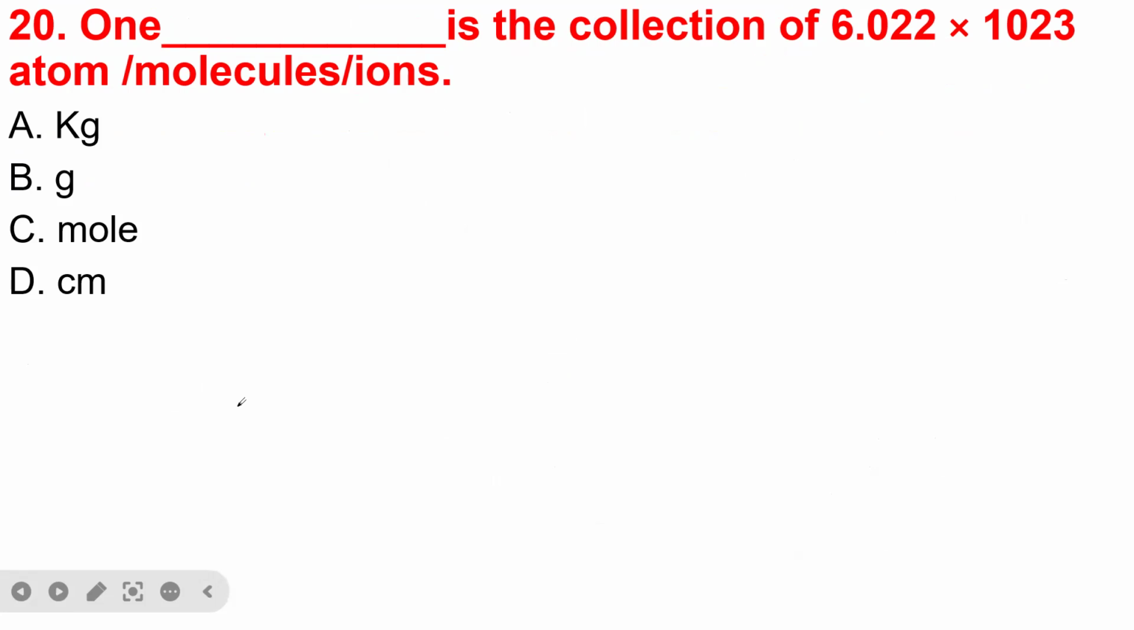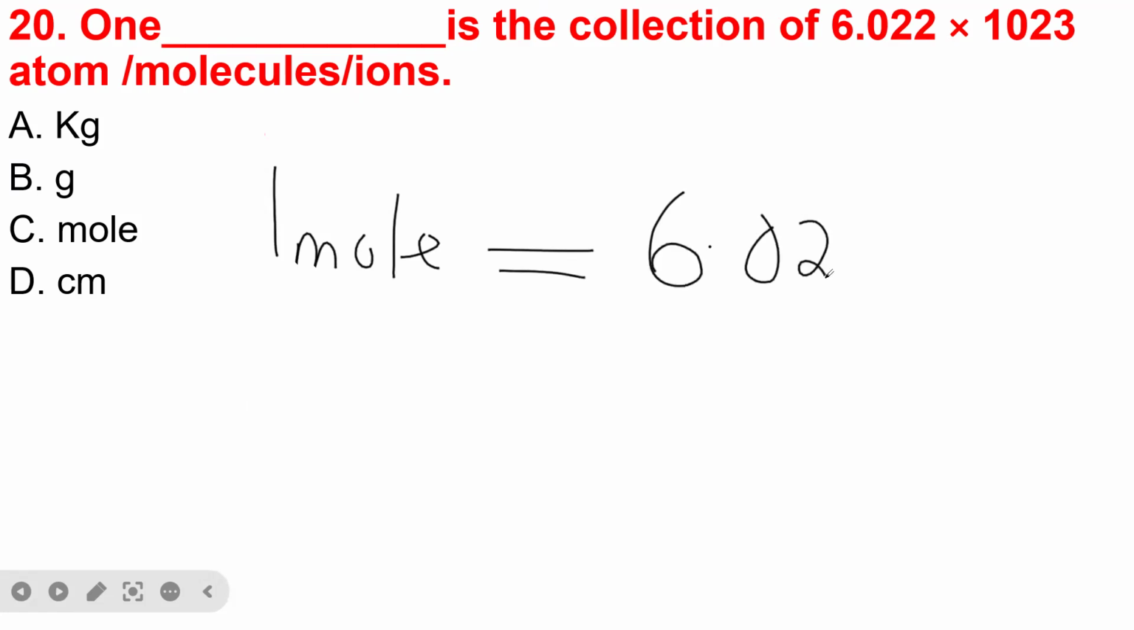Question 20: blank is a collection of 6.022 times 10 raised to the power of 23 atoms, molecules or ions. A: gram, kilogram, B: gram, C: mole, and D: centimeter. According to Avogadro's law, 1 mole of any substance contains Avogadro's number, which is 6.022 times 10 raised to the power of 23.